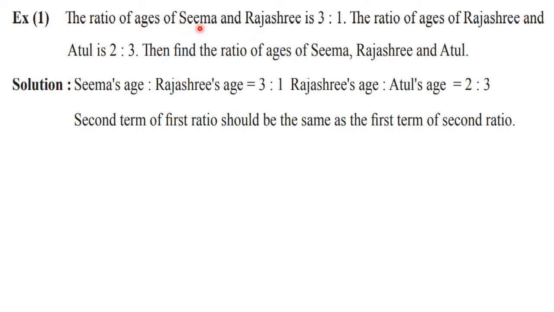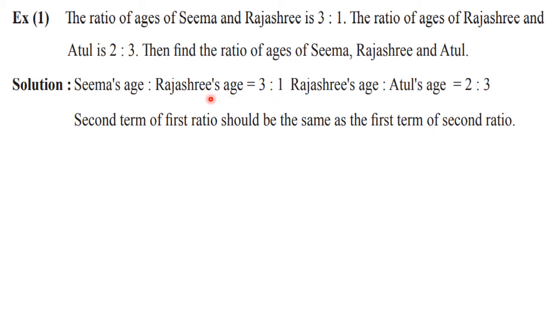So in the first case, the ages of Seema and Rajeshri are compared and that is 3 is to 1. So write down that ratio first. That Seema's age is to Rajeshri's age is what? 3 is to 1. And in the second ratio, Rajeshri's age and Atul's age is compared. Okay. So here that ratio we can write as 2 is to 3.